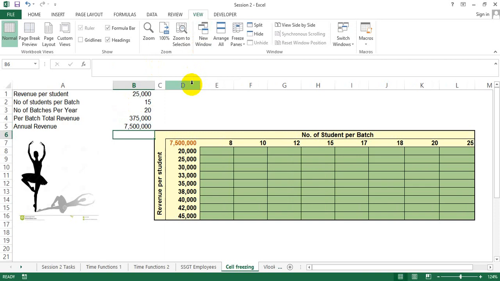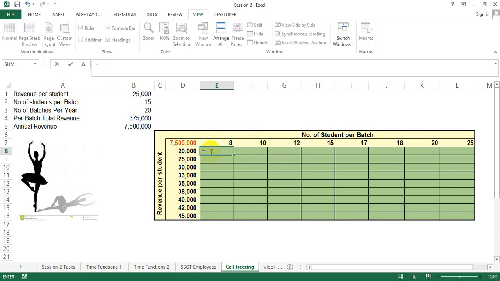Now what we are exploring is to see how sensitive our revenue is to the number of students in each batch and also to the revenue charged per student. So, what is required is to get the revenue if the number of students were 8 and the revenue charge per student was 20,000 in this cell.